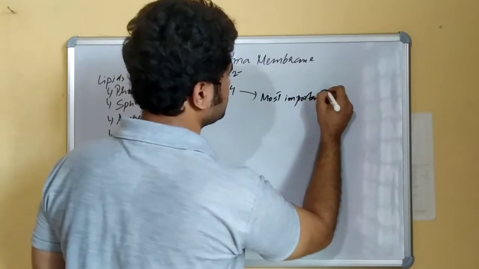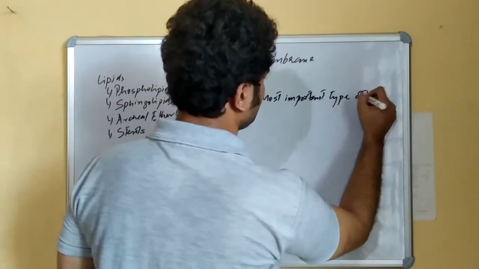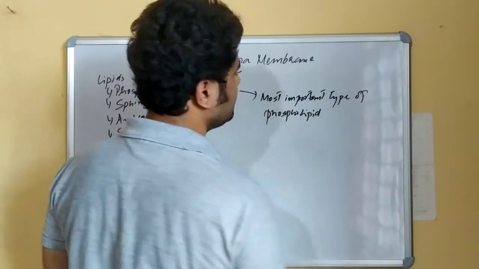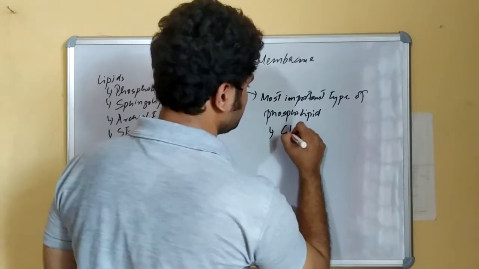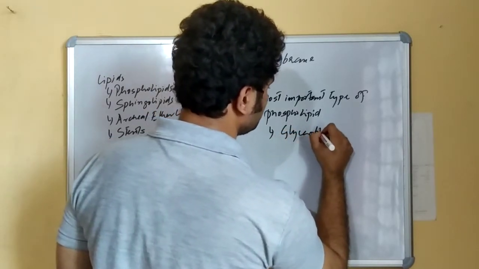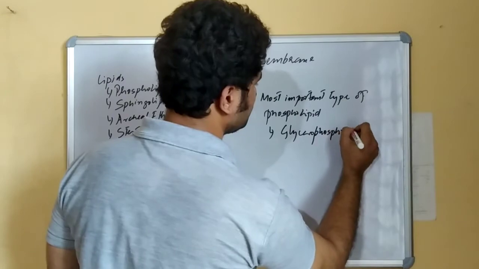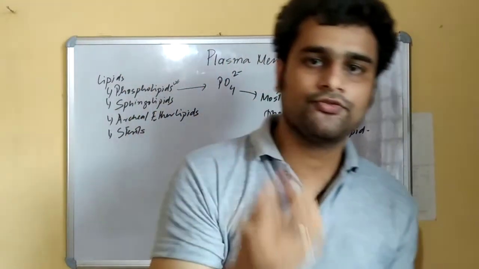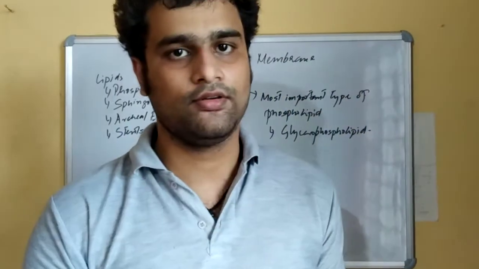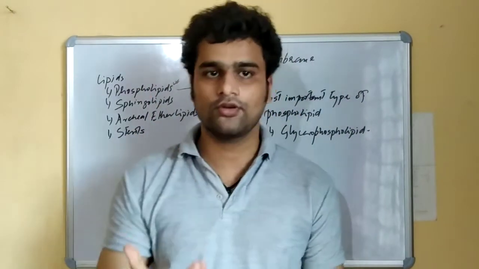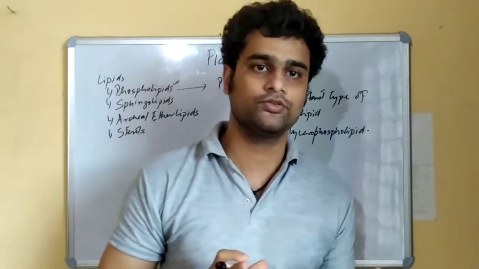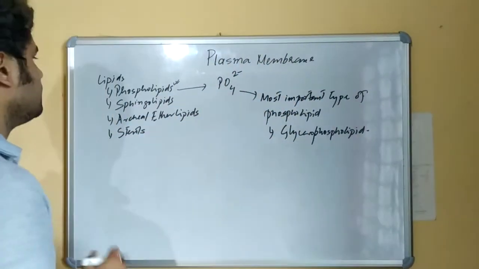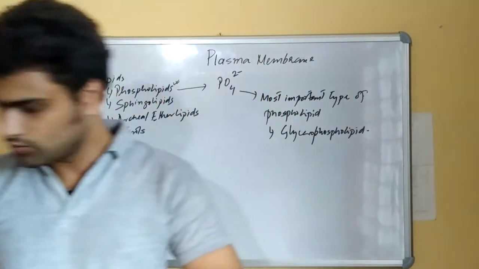important type of phospholipid is called glycerophospholipid. Glycerophospholipid means that it is a phospholipid having glycerol. Now we are going to discuss what glycerol is, and we are also going to see how phospholipids are connected to them. Okay, so let us rub the rest and focus solely on phospholipids.